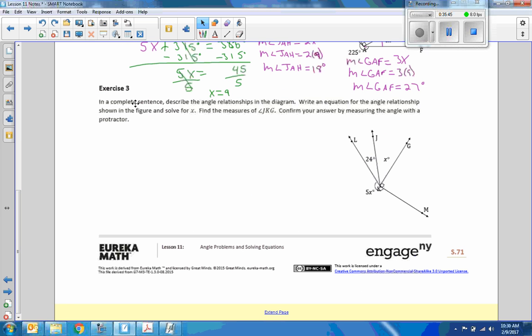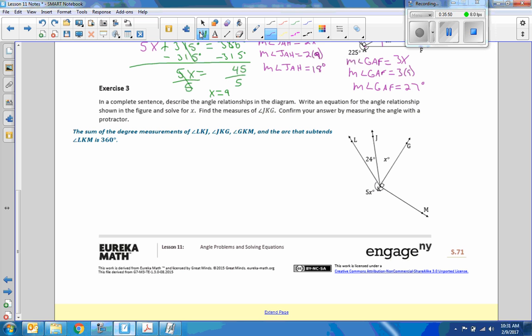Exercise 3. In a complete sentence, describe the angle relationship in this diagram. Okay, so here goes. The sum of the degree measures of L, K, J, which is here, J, K, G, which is here, and G, K, M, which is this 90-degree angle, and the arc that subtends L, K, M, okay, so that arc right there, adds up to 360 degrees, okay?